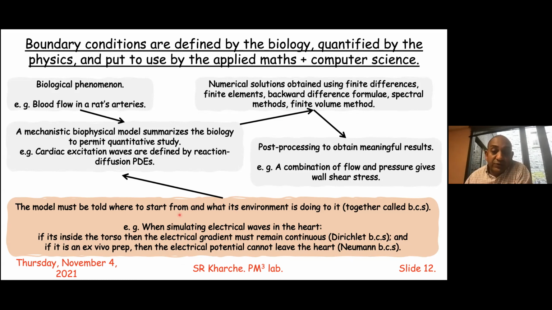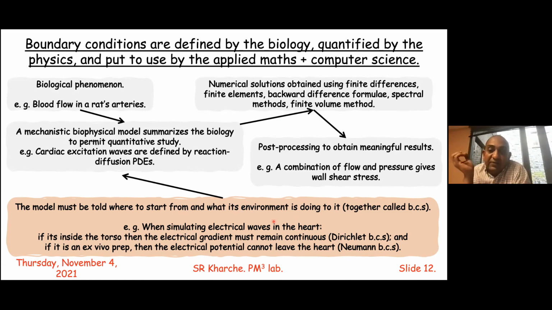And in addition to that information, we also must know in what environment are we doing our experiment. As I said, hearts are often observed, optically mapped, outside of the torso. Okay, blood vessels may also be studied outside of the torso. So the environment outside of the body is definitely different from inside of the body.